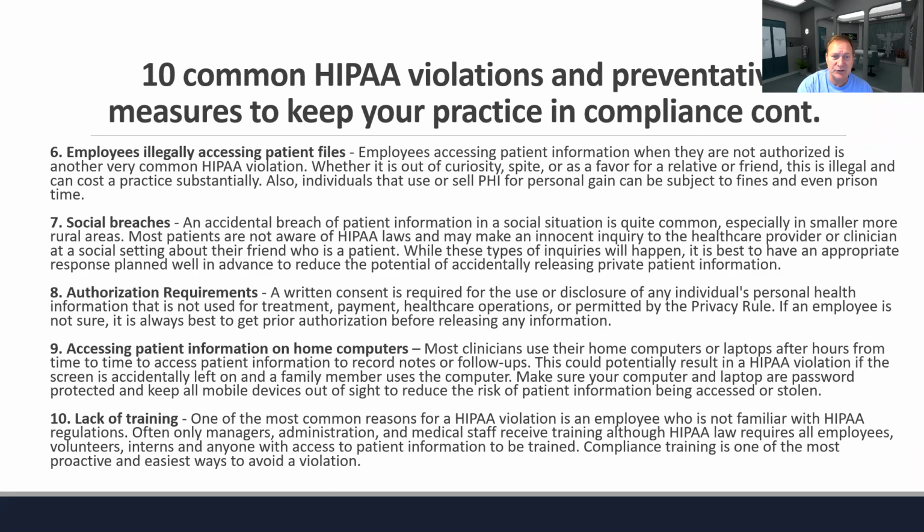Illegally accessing patient information. Again, the Jussie Smollett case was a good example of that, but there are plenty of examples where people are just curious and they want to know about what happened. And because they have access to the information, they decide they can look it up. And that's just not a good thing.